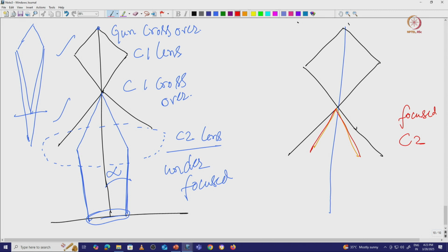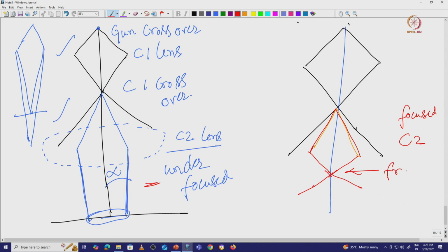Here with that C2 lens I am trying to focus it, not under focused anymore, because I have an upper objective lens somewhere here. So I want to use that upper objective lens. I am using it, focused somewhere here. There is a crossover point using that C2 lens, and then rays are going like that. Okay.